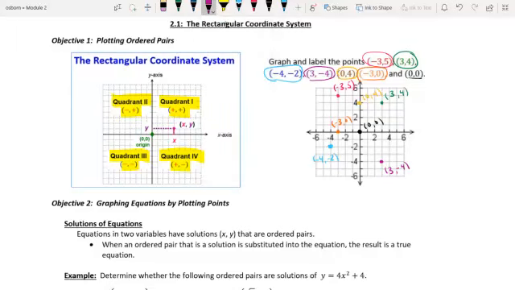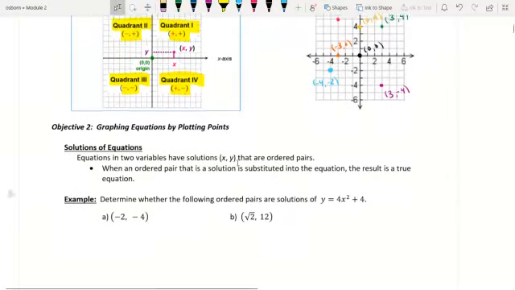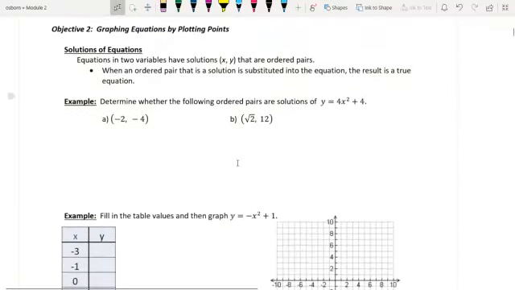All right, so the next thing we're going to look at is solutions of equations. So equations in 2 variables have solutions x, y that are ordered pairs. Now, when an ordered pair is a solution, then when it is substituted into the equation, it results in a true statement. All right, so let's look at that for this one.